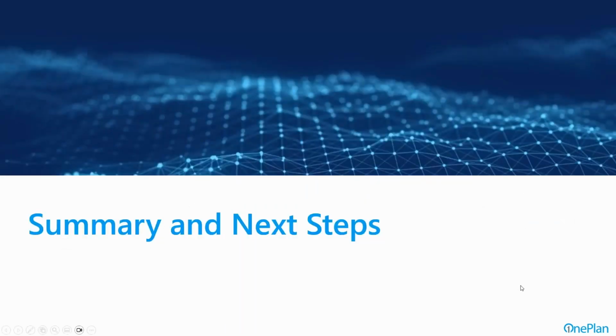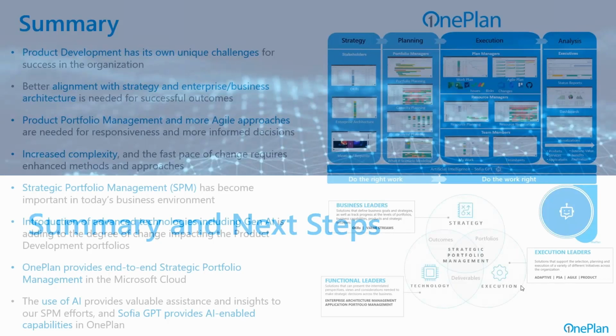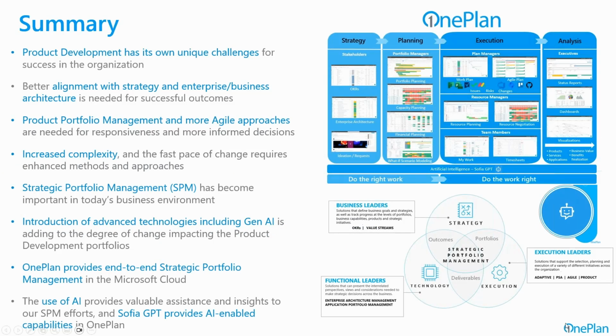So let's wrap up with a summary and some next steps that possibly you can take. To summarize our discussion today, product development has its own unique challenges for success in the organization, and better alignment with strategy and the enterprise business architecture is needed for successful outcomes today. And product portfolio management is needed, not just individual product management, and more agile approaches to become more responsive and deliver things more incrementally is important, and also helpful for us making more informed decisions.